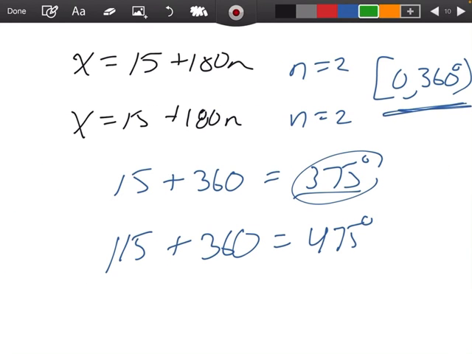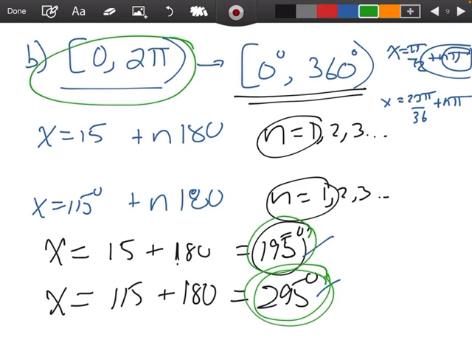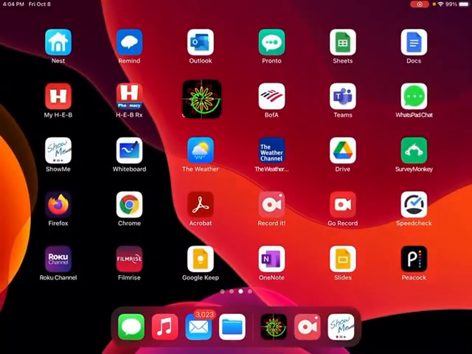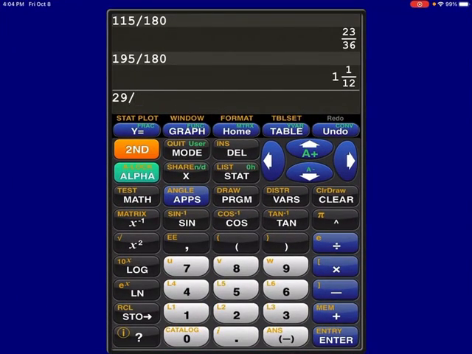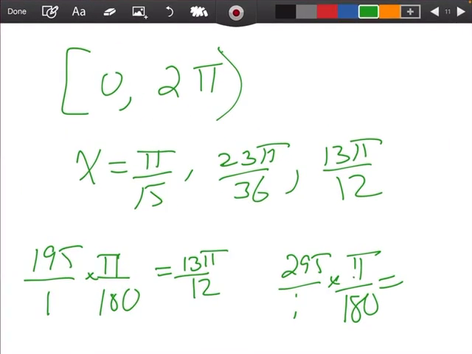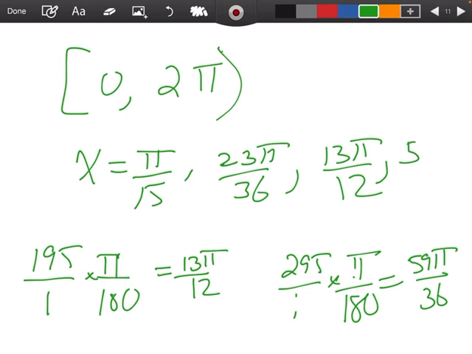Okay, and then we had another answer which was 295 degrees. So let me come back here, 295 over 1 times pi over 180. And let me convert that. So we'll go 295 over, 95 over 180. And let's see, 36 times 1 is 36 plus 23, 59. It's 59 pi over 36, and that's going to be my other answer, okay?